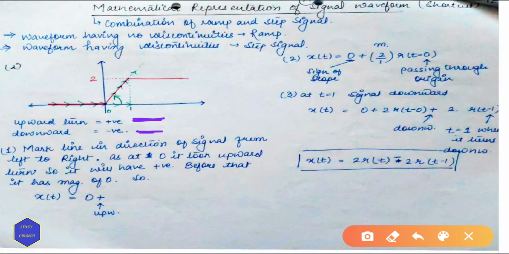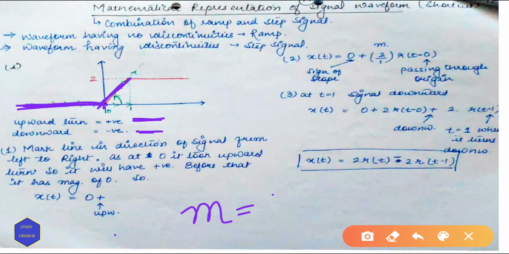Before that, the magnitude of this is 0. So we know that it is 0 when starting from left. At 0, the magnitude rises, which is in positive direction. So it will be 0 for the value and positive for the upward direction. Then we'll be putting the magnitude, that is a ramp signal. So for the ramp signal, we know that we have to find the slope.